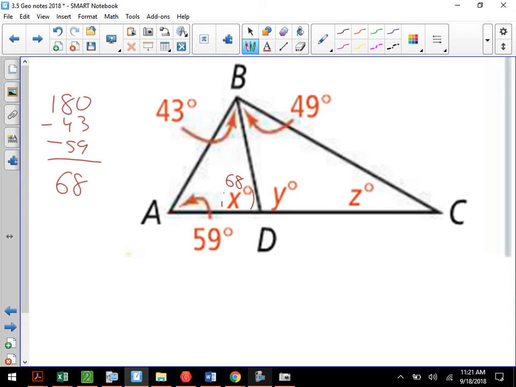Okay. Now, what's the relation between X and Y? They have to add up to 180. So, what's 180 subtract the 68? 112. And then what would you do to find the C? Exactly. Yes, sir.